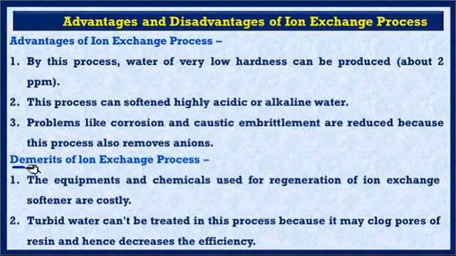Now the demerits or disadvantages of the ion exchange process. It has two disadvantages. First, the equipment and chemicals used for regeneration of the ion exchange softener are costly. Second, turbid water cannot be treated in this process because it may clog the pores of the resin and hence decrease its efficiency. So we have to remove the turbidity of the water before passing this water into the ion exchange softener. So these are the advantages and disadvantages of the ion exchange process.